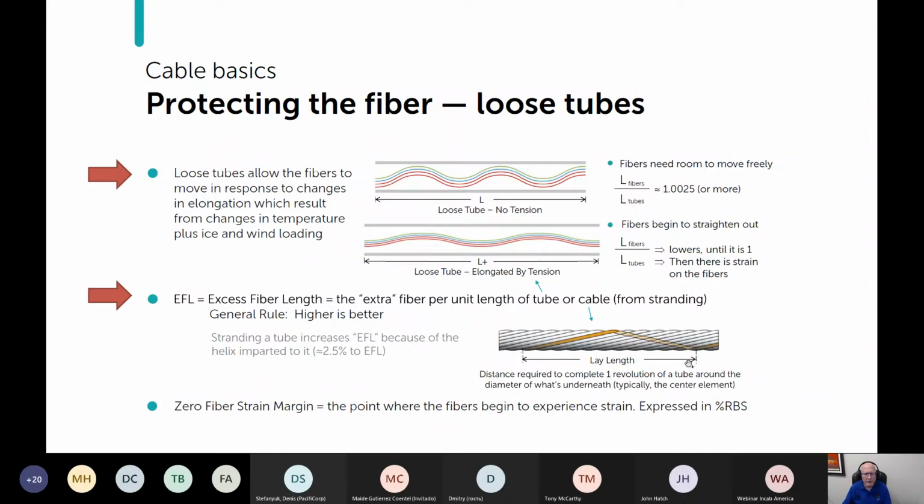Just for reference later, because I think it comes up later, lay length, when you strand an element, is the distance it takes for that element to make a complete 360 around whatever you're stranding around and get back to its original position. And in an ADSS cable, that thing you're stranding around is generally the center element.